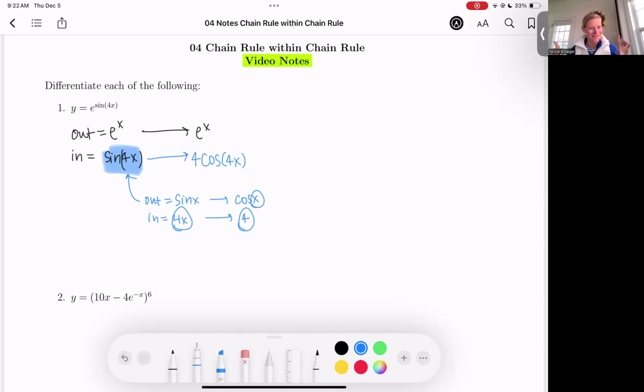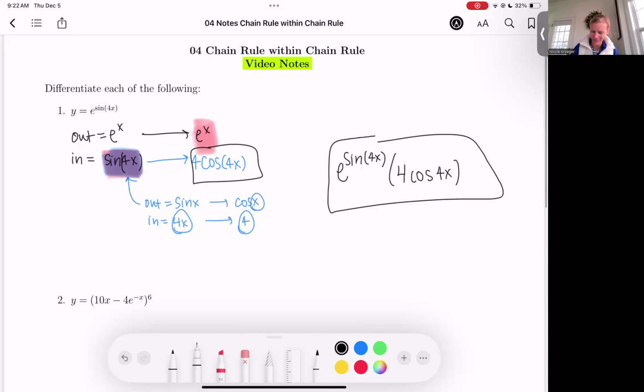Okay, so we're not done yet. That was just the chain rule for the inside function. So now we have to put all this back together. So my original outside derivative, I'm going to plug the sine of 4x into that. So I'm going to get e to the sine of 4x, and then I'm going to multiply by the derivative of my inside function. So multiply that by 4 cosine of 4x. And that's my final answer.